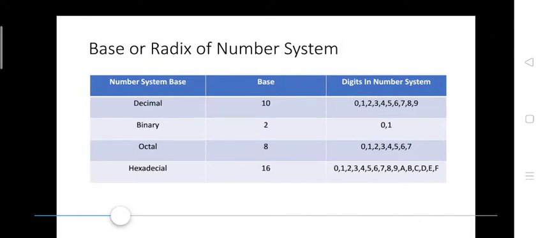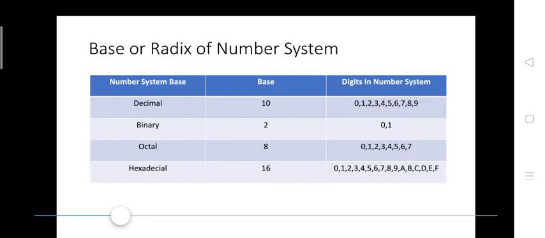This is a table which represents the number system, its base, and the digits in the number system. Decimal number system has base 10. It contains the digits 0, 1, 2, 3, 4, 5, 6, 7, 8, 9. Binary number system has base 2. It contains only two digits, 0 and 1. Octal number system has base 8. It contains 8 digits: 0, 1, 2, 3, 4, 5, 6, 7.